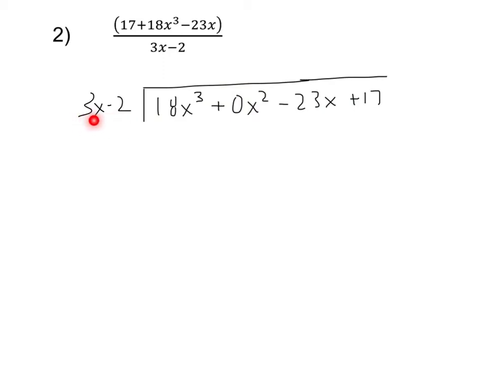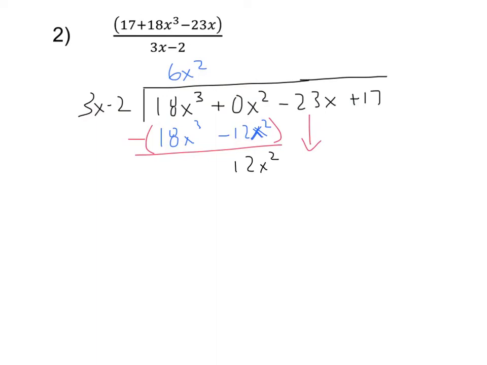So 3x minus 2 going into 18x cubed goes in 6x squared times. Let's multiply 6x squared times 3x minus 2. We get 18x cubed minus 12x squared. Let's go ahead and subtract this. 18x cubed minus 18x cubed is 0, and then we have 0 minus negative 12x squared. That's positive 12x squared. Bring down minus 23x.